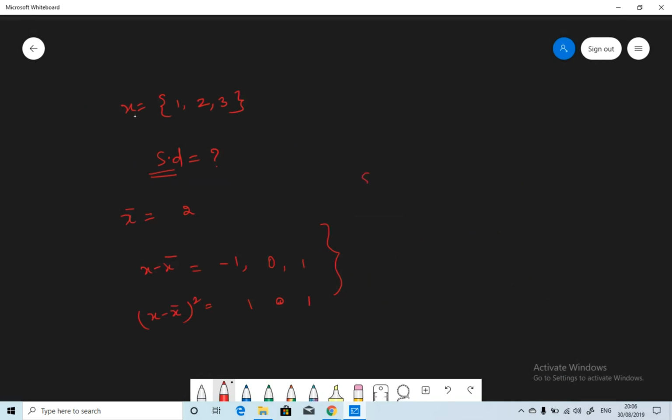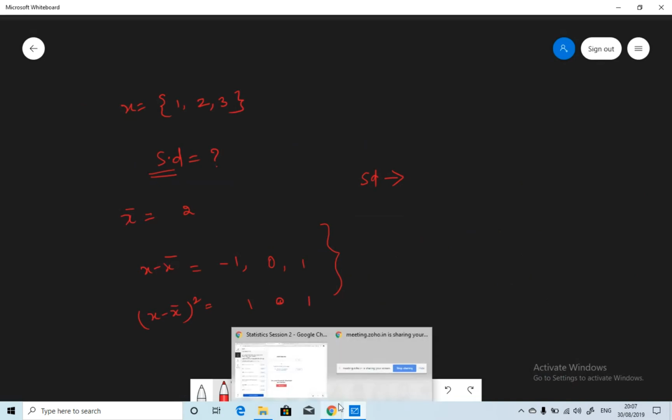So what will be the standard deviation? What is the standard deviation here? Guys, tell me what is the answer for this one?